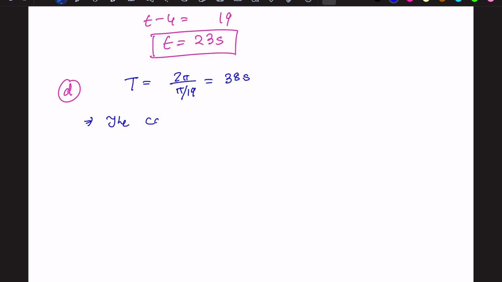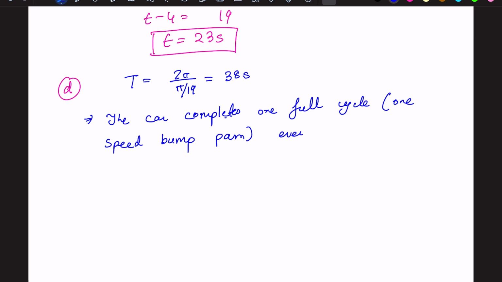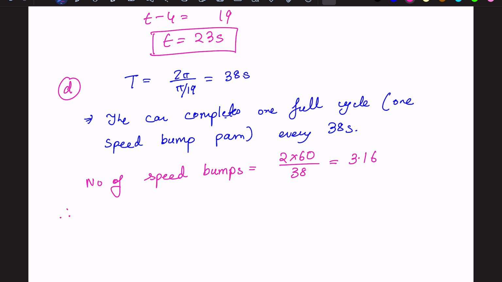So basically, it passes over one speed bump. I can write it like this: the car completes one full cycle, which is one speed bump pass every 38 seconds. Number of speed bumps is equal to 2 times 60 over 38. Finally, this becomes 3.16. So basically we can say the car passes 3 speed bumps in 2 minutes. That's part D.